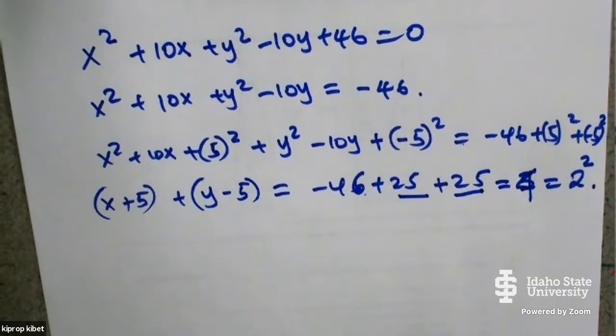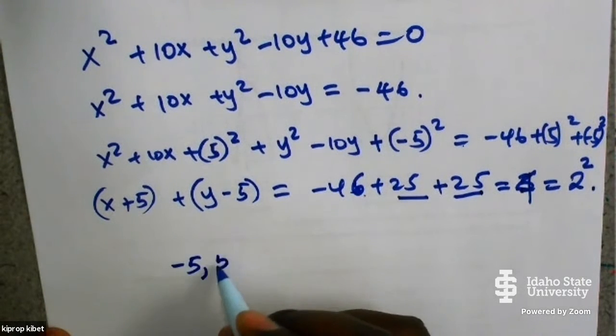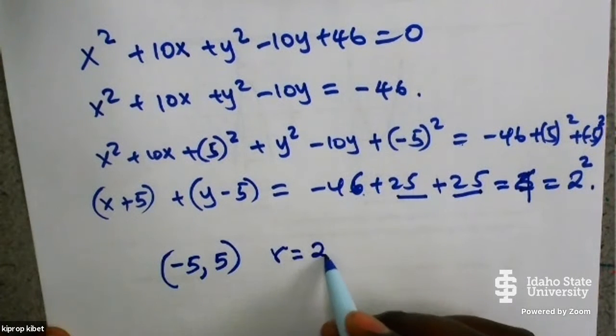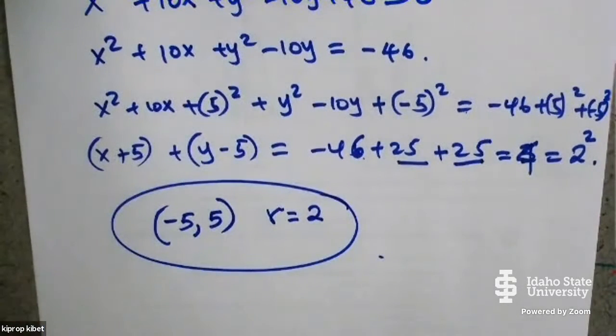So what is the center of the circle here? What is our center? Negative 5, 5, right? And then our radius is equal to 2. So you look for the point negative 5, 5, and then you get the radius. That's 2. The radius is 2.